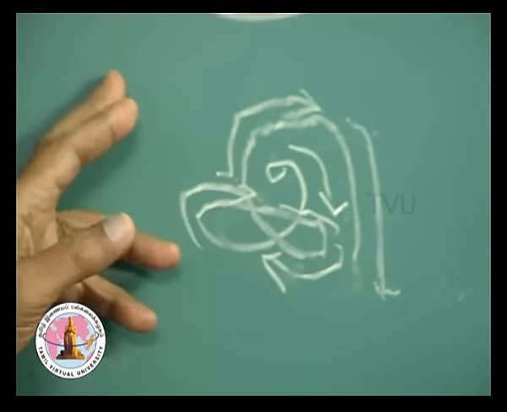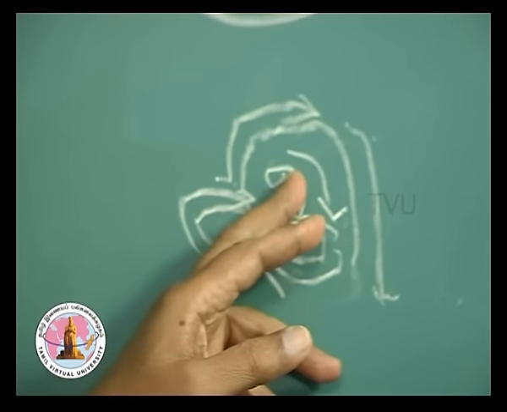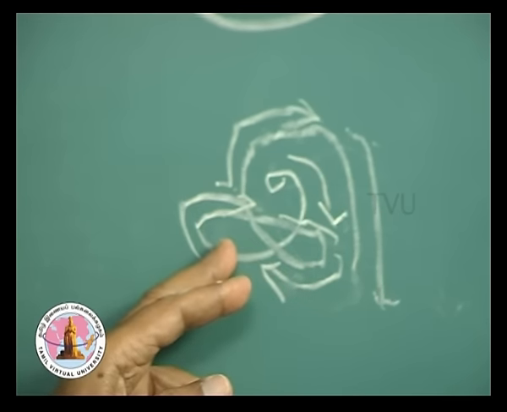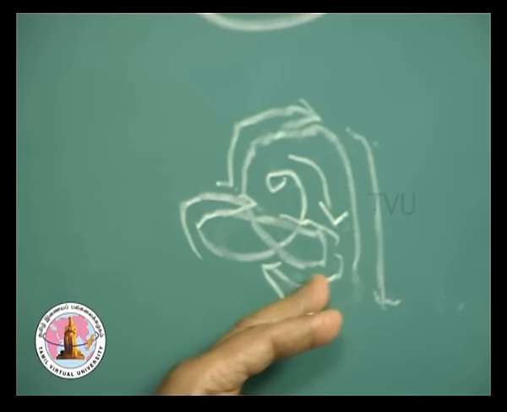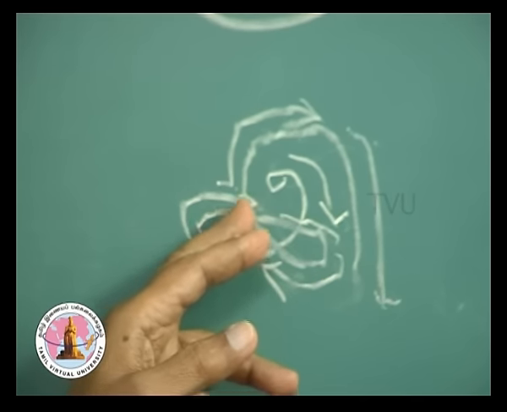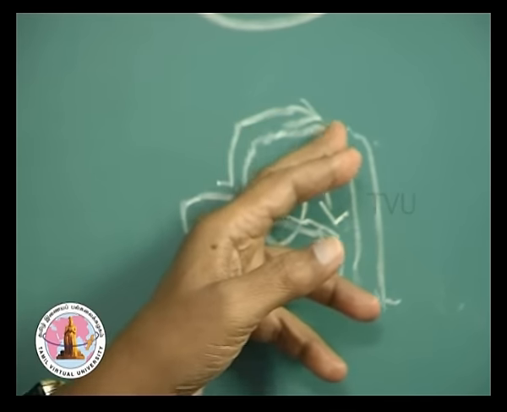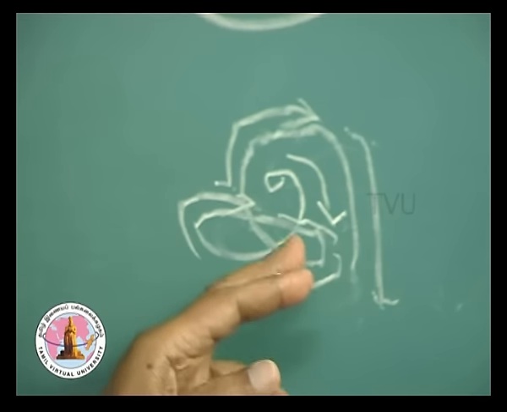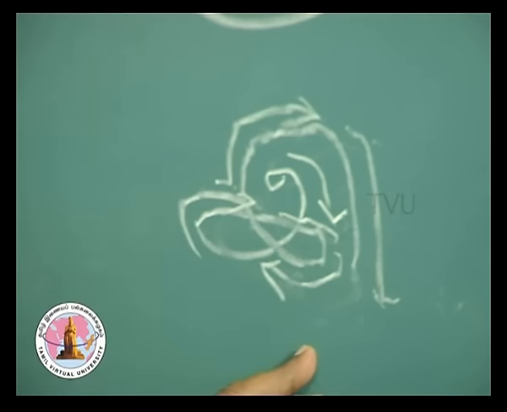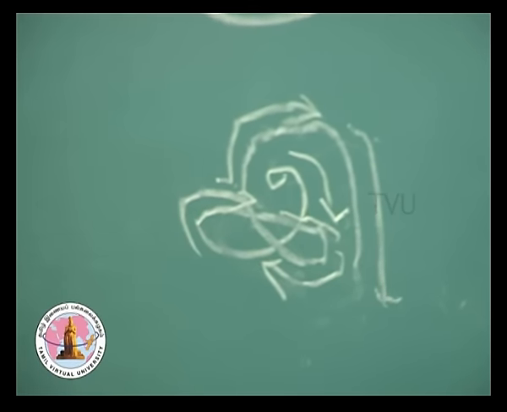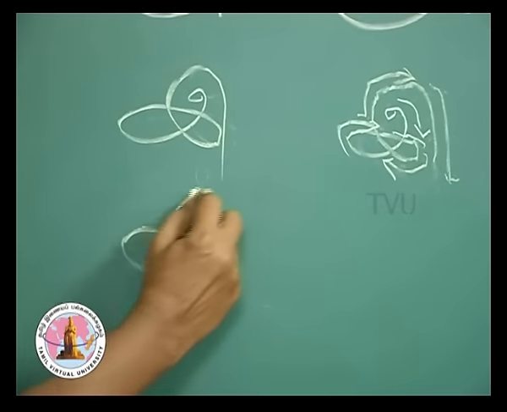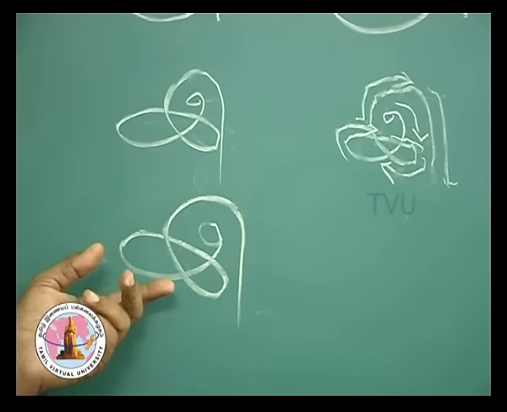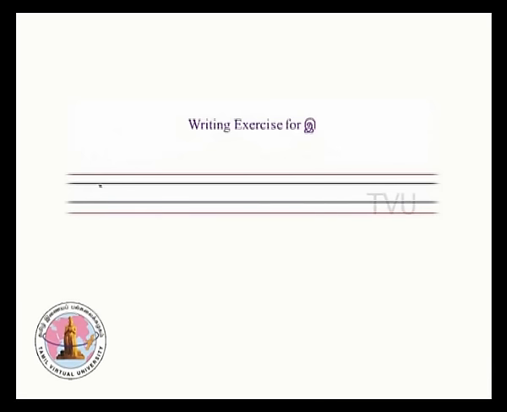like A, it starts with a small circle, goes down, comes up, extends itself and takes another bend and curve and then goes up and comes down. This is E, the short one. Let us see how we write. This is the way it is written. Now you have to practice it.